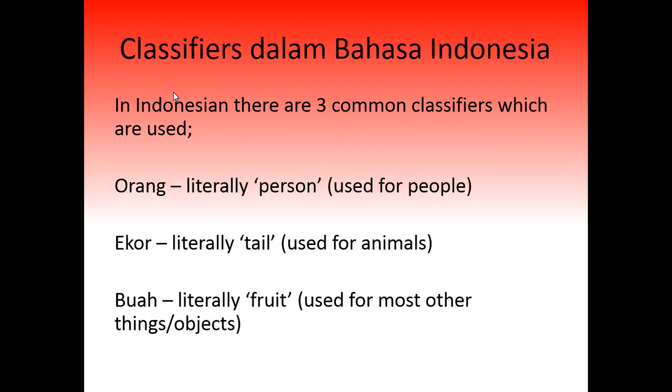So here are a few examples of common classifiers which you'll come across when you're using Indonesian or studying Indonesian. Okay, so the first one, pertama is orang, which literally is person. Okay, and it's used to classify people. Next one, ekor, literally meaning tail, is used to classify animals. Buah, literally fruit, is used to classify nouns or things or objects. And this one probably causes the most confusion to students because it can easily get confused with fruit as they know that word and aren't aware that it can also be used as a classifier.